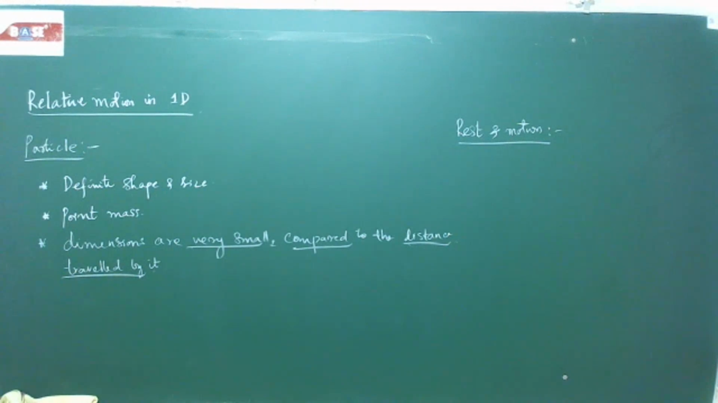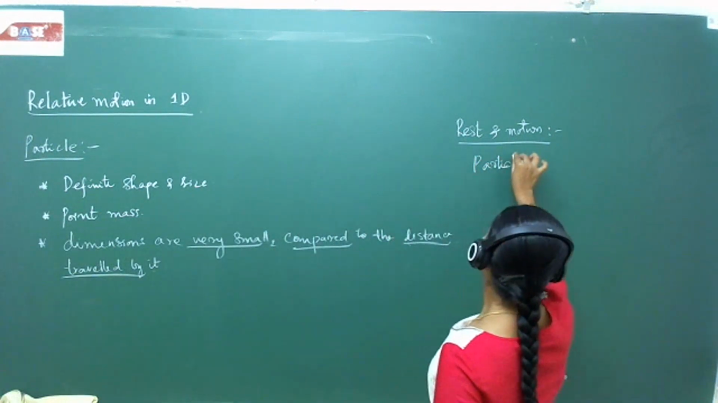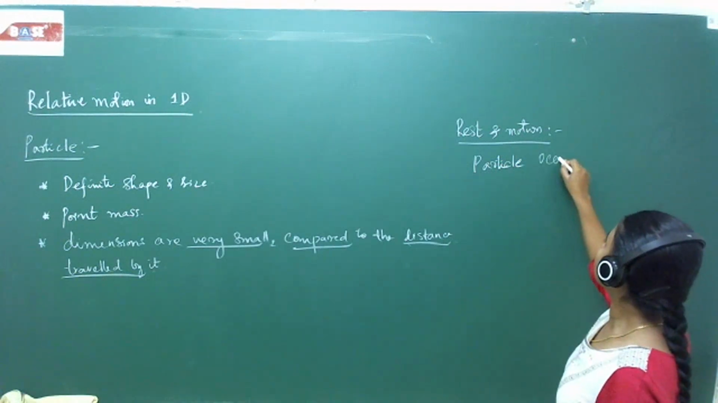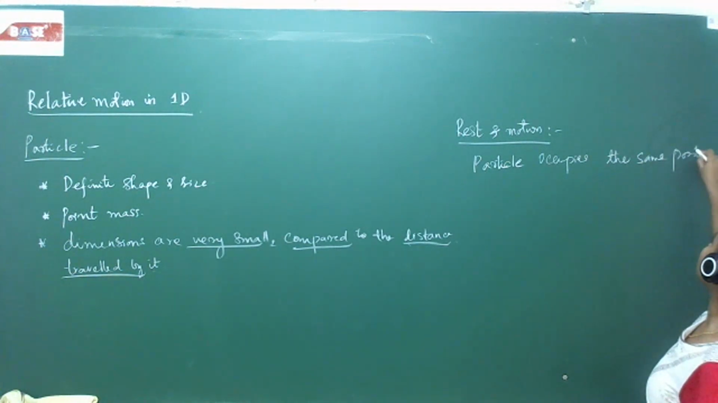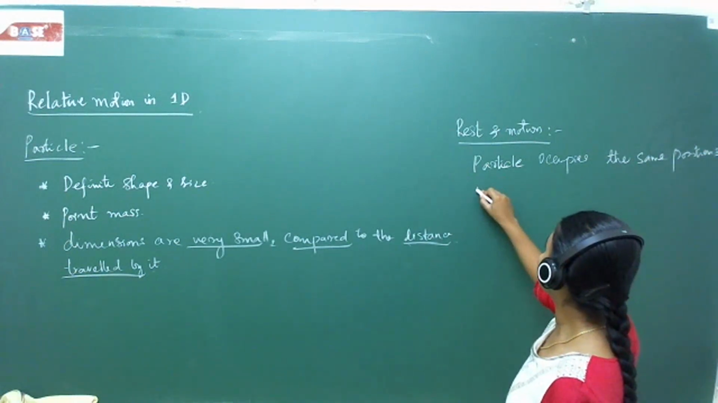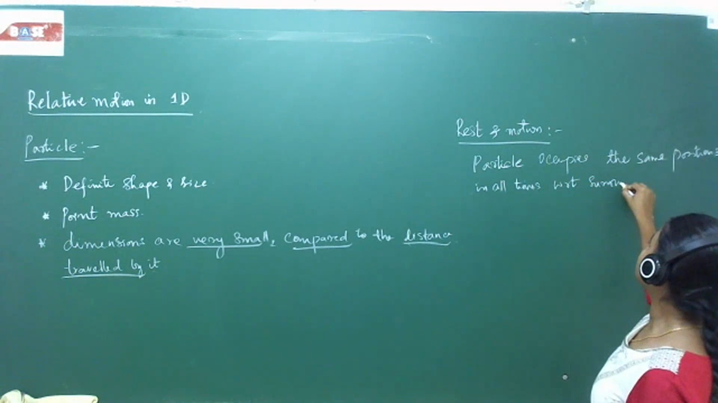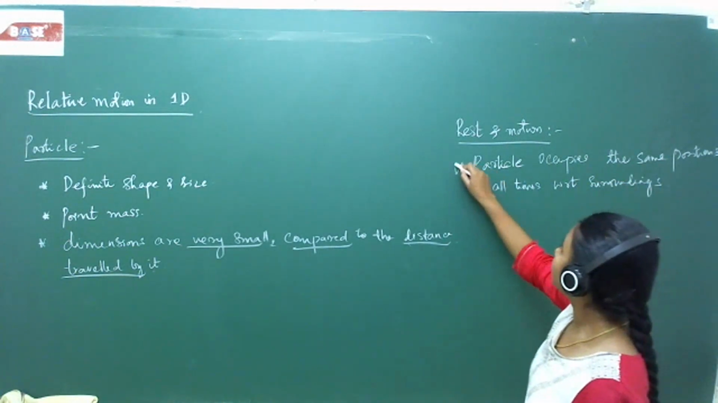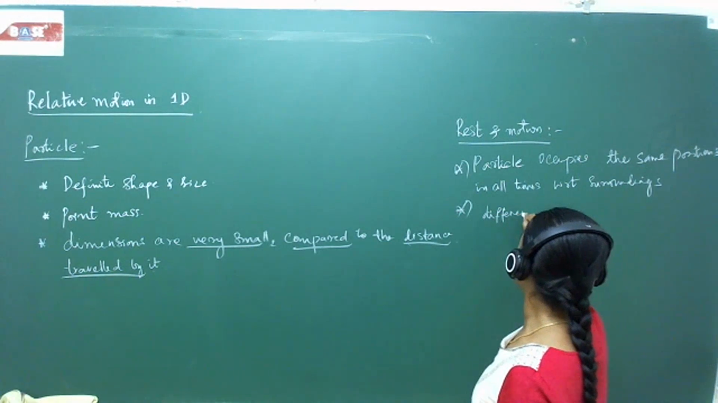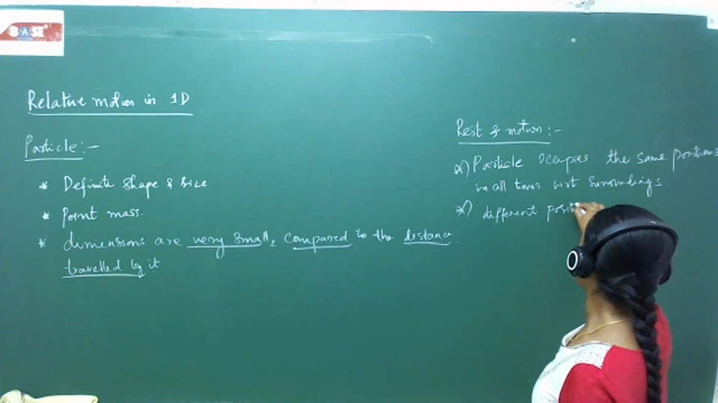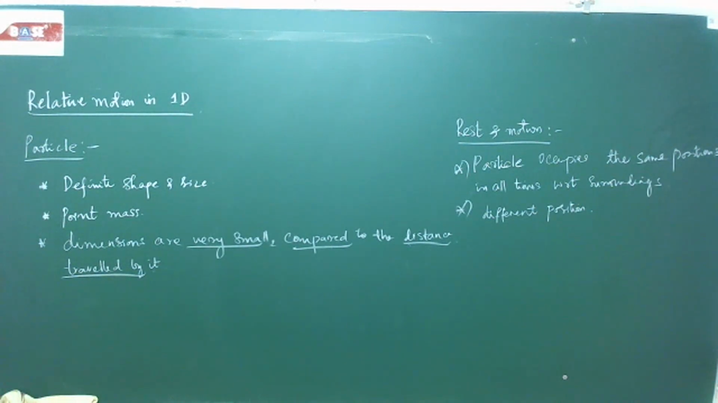So if a particle occupies the same position at all times with respect to its surroundings, this is the definition of rest. Motion is when it has different positions.